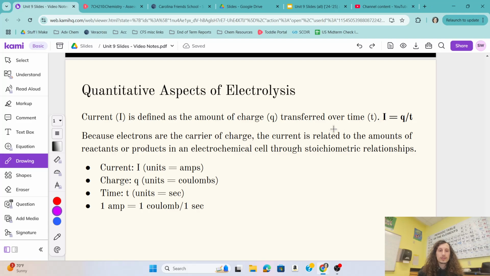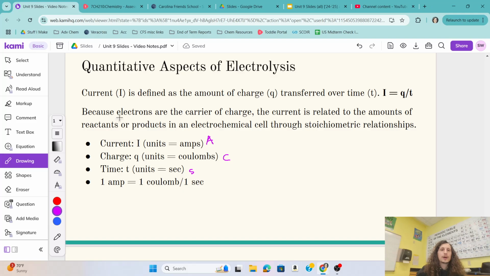Okay, so current is going to be measured in amps, so that's a unit of A. Coulombs we can measure as C, and seconds, or just S. And an amp is 1 coulomb per 1 second.